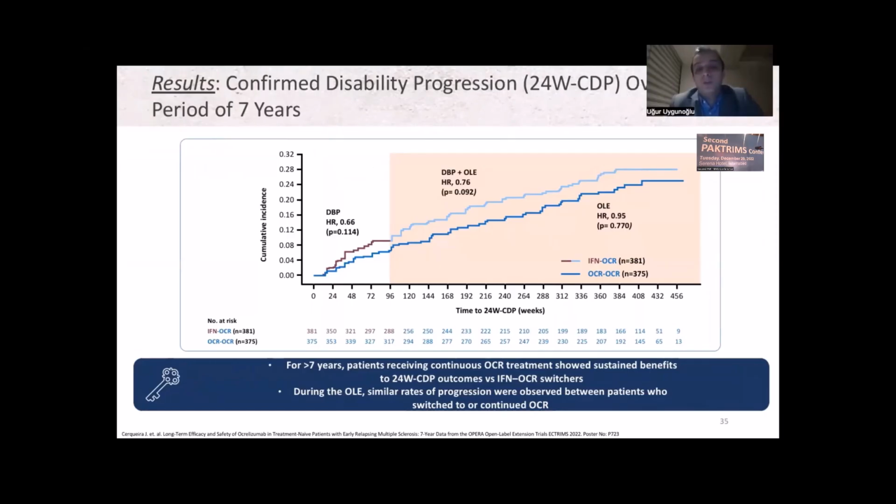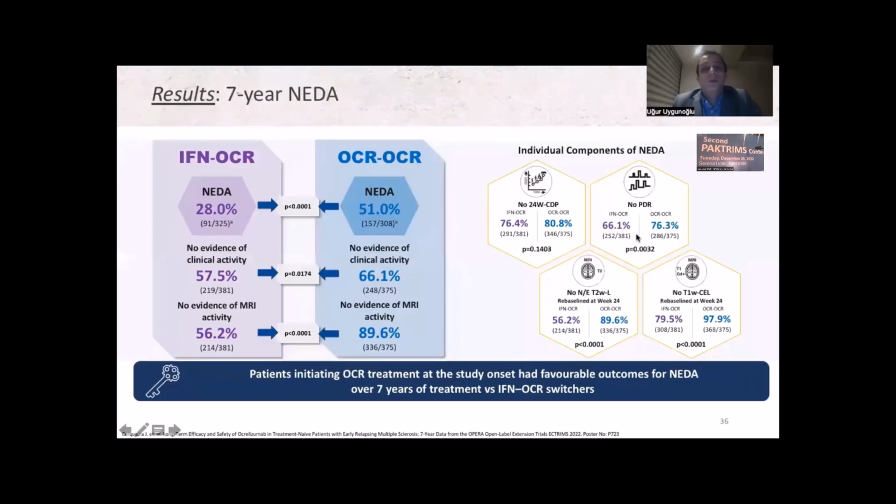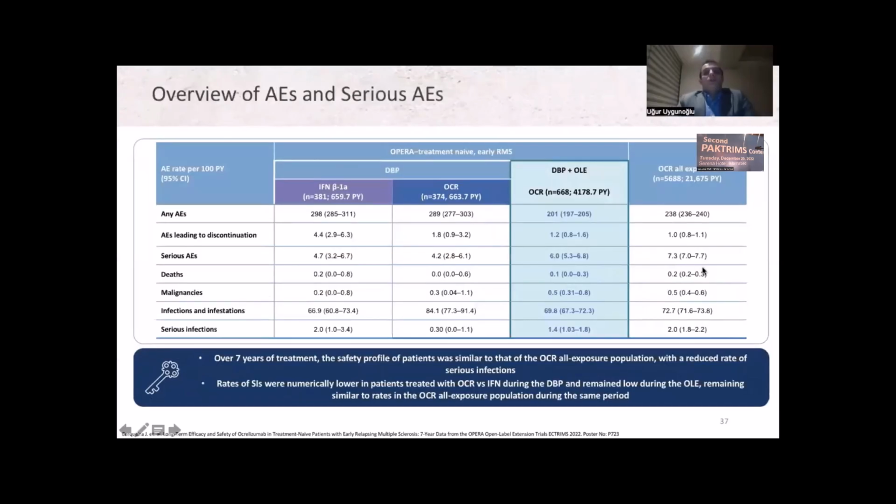During the ocrelizumab treatment, similar rates of progression were observed between patients who switched to or continued ocrelizumab. Over 7 years of treatment, the safety profile of patients was similar to that of the ocrelizumab all exposure population, with a reduced rate of serious infections. Rates of infections were lower in patients treated with ocrelizumab versus interferon, and remained low during ocrelizumab treatment, similar to rates in the ocrelizumab all exposure population during the same period.